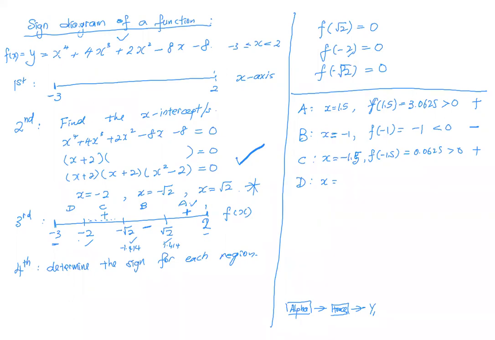What value of x must I put in to try? Negative 2.5. Okay, negative 2.5, fair. So f(-2.5). Okay, you key in. Can someone tell me, is the answer positive or negative? Positive. Positive also, correct? The answer is 1.0625. So it's positive also.